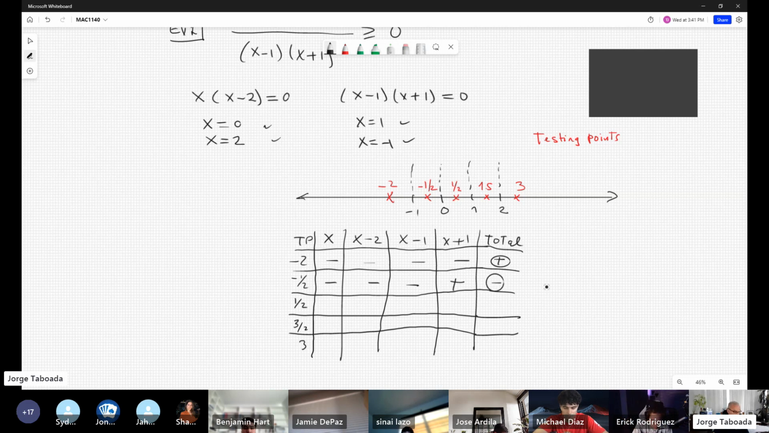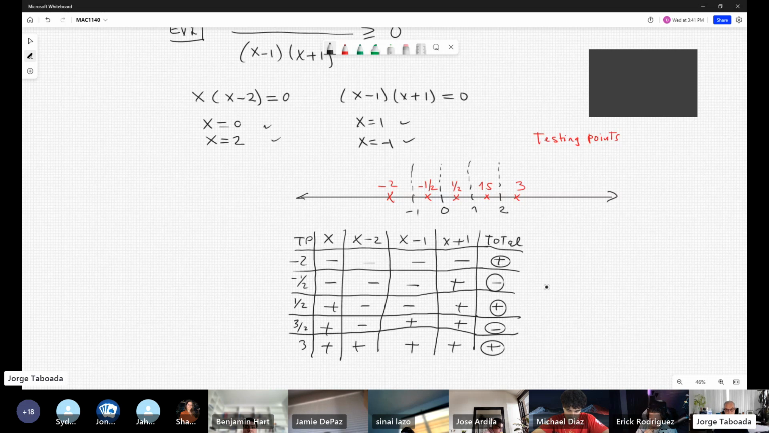3 negatives is negative. And for +1/2, we have positive, negative, and positive. Okay, it's positive, so we have only 2, an even number. And 3/2 is positive, negative, positive. Oh, you have only 1 negative. This is negative. And 3, everything is positive. It doesn't always happen, but frequently the last row is positive, positive, positive.